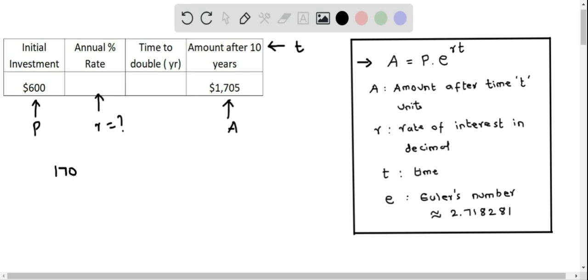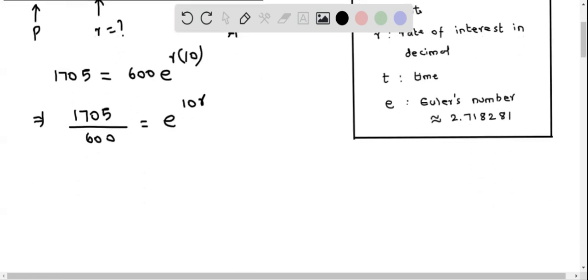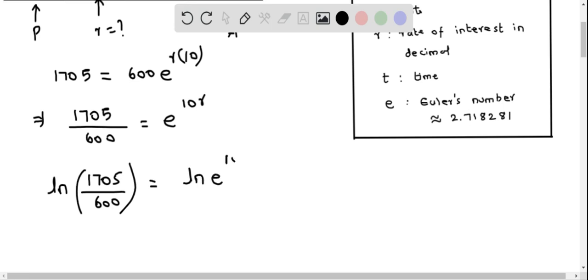For A, I'm plugging in 1705 equals P, which is 600, times e raised to the power of r, which we have to find, and t is 10, so r times 10. Now we can divide both sides by 600. So we'll be getting 1705 over 600 equals e raised to the power of 10r. Now we can further simplify this to solve for r. I'm going to take the natural logarithm on both sides. So when I do that, I'll be getting natural logarithm of 1705 over 600 equals natural logarithm of e raised to the power of 10r.